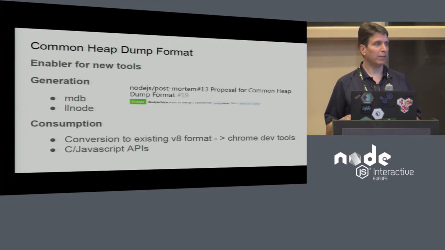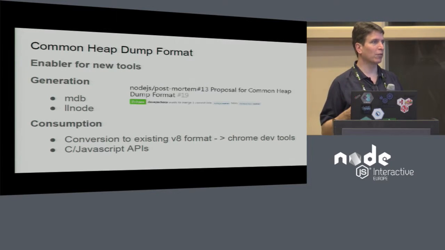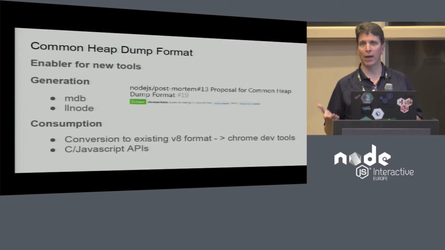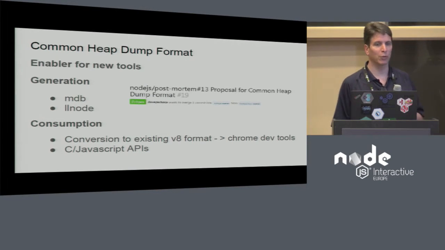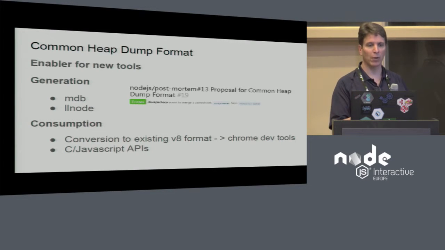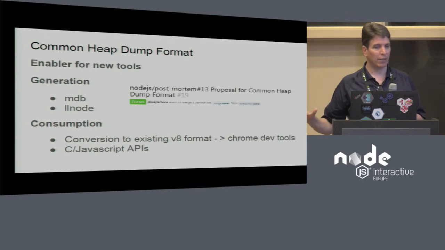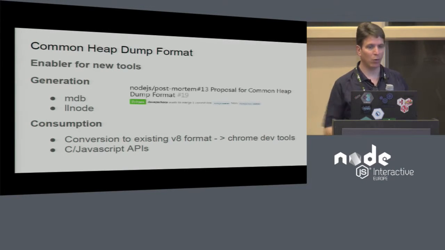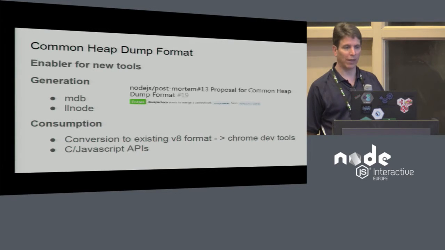The common heap dump format, the key thing we see there is it's a real enabler for new tools. If we have this format and you can use APIs or read the format itself, then that's a way we can sort of accelerate the path to having lots of good tools for doing postmortem debugging. Today, our thoughts for generation is that you could actually generate it, as I mentioned, from a core dump. So in MDB or LLNode, you could say, let's take this core dump and generate the heap dump. And if you want to learn more, you can go to issue number 19 in the Postmortem repo and read up on what's going on on that front.